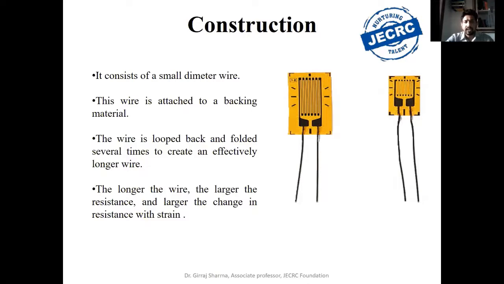Since the change in length is very small when compression or expansion is applied to a wire, we require longer wires. And to save overall space, this wire is folded back several times. The longer the wire, the larger the resistance. Hence, the larger the change in resistance with applied strain. This is the working principle.